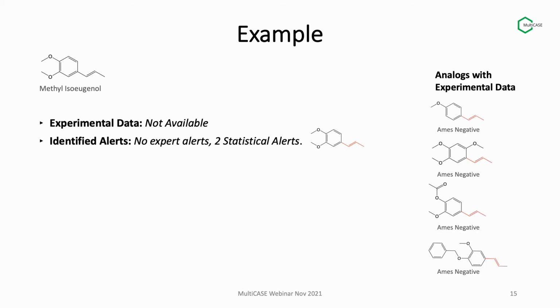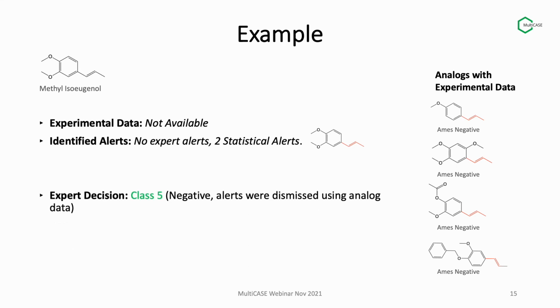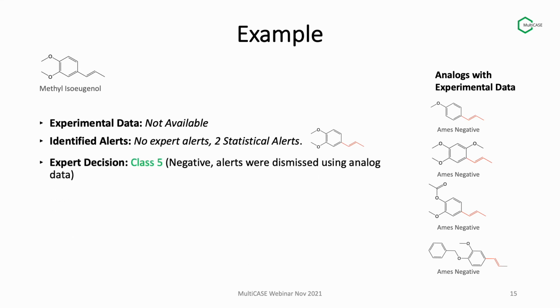So these are the analogs from Consolidator, which contain the exact same alert in somewhat the same environment. And as you can see, all these 4 analogs are experimentally Ames negative compounds. So on that basis, we can think that this alert is not relevant and it's not mutagenic. So the expert decision is class 5, negative. The alerts are dismissed using analog data. That's what we did, so we reached our conclusion.